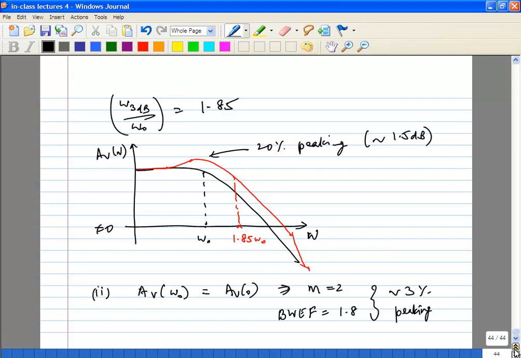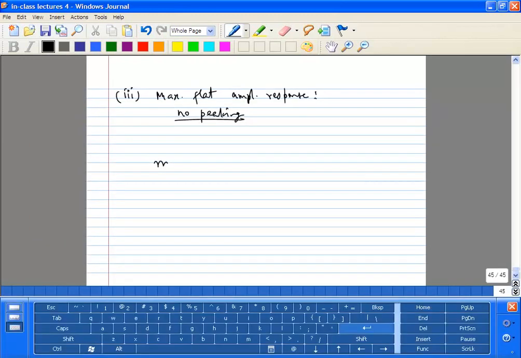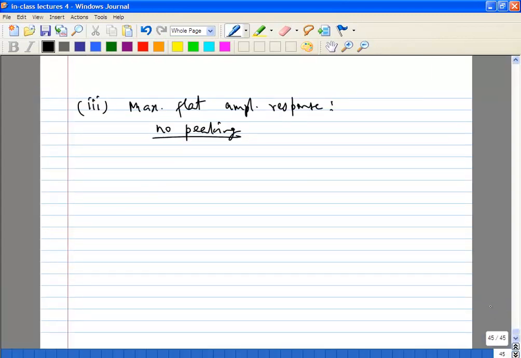Next, you want to find out the maximally flat case, which means zero peaking, absolutely no peaking at all. So what you'll get is a value of m that is 1 plus root 2, which is 2.41.